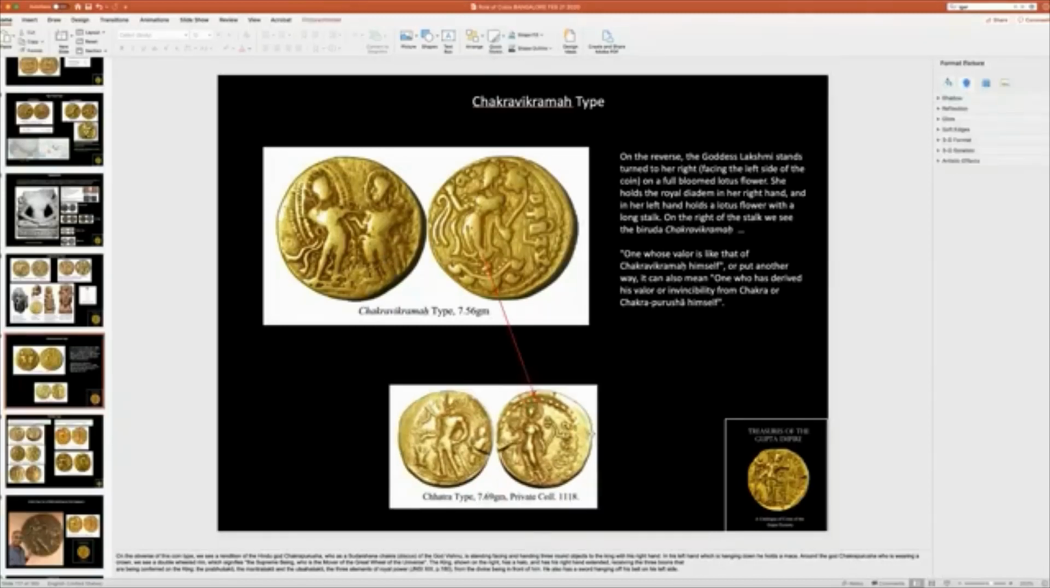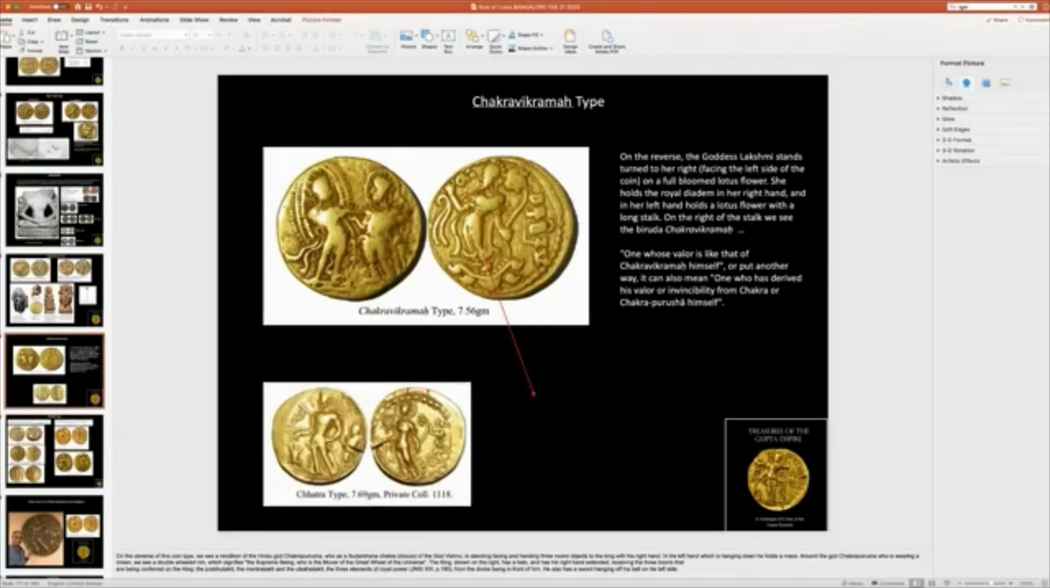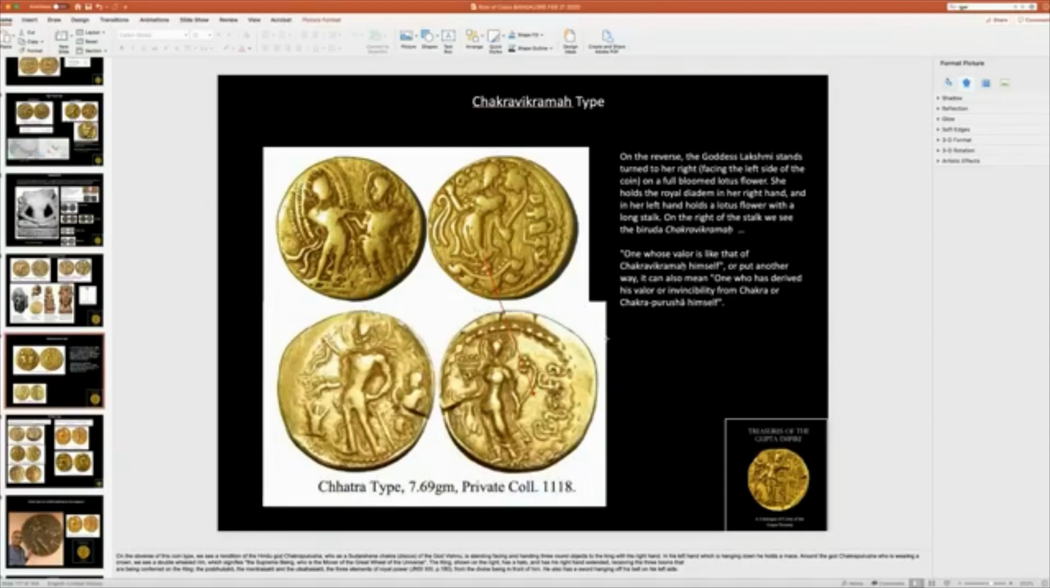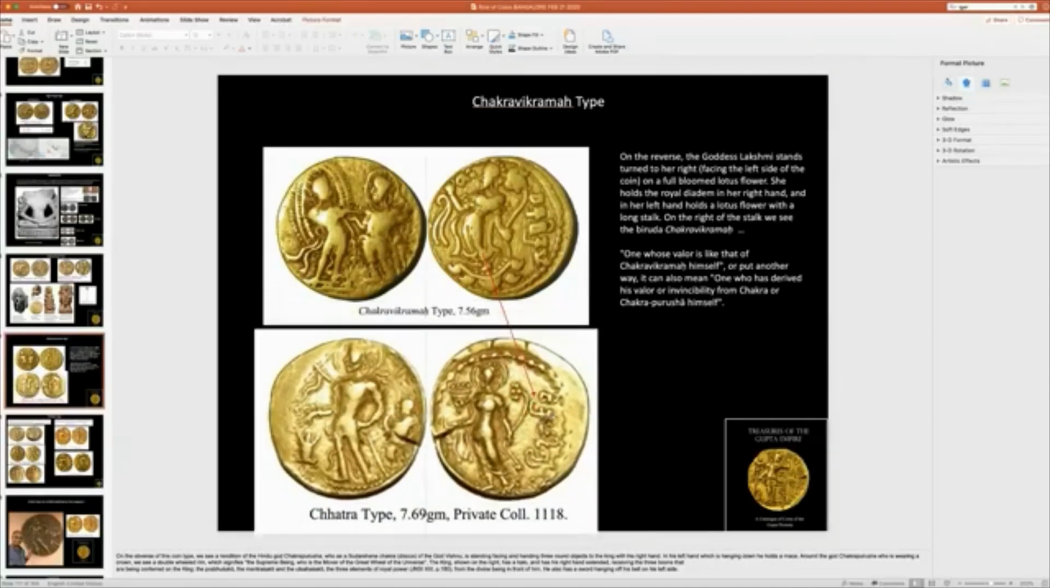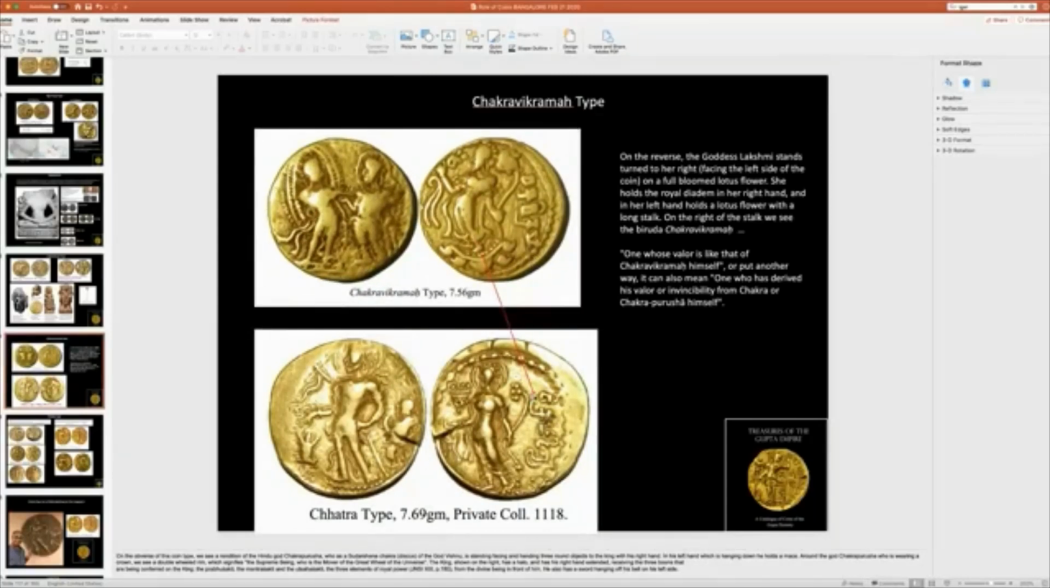when I looked at the coins that we know for a fact are issued by Chandragupta II, we find another coin, and I'll blow this up and you'll see. This is a Chhatra type issued by Chandragupta II. Now we know for a fact this is Chandragupta II, all right? And this is a very similar representation of the lady on the reverse. You see, the style shows me that it was very similar.